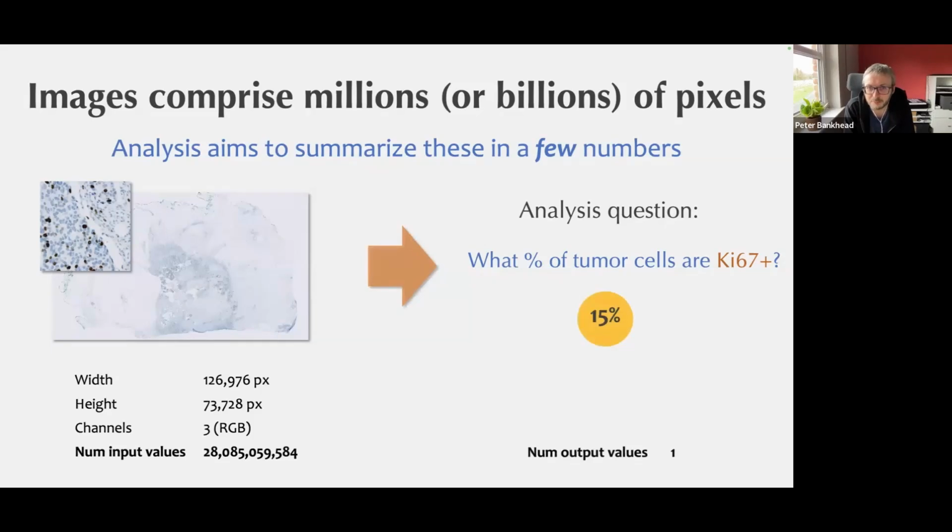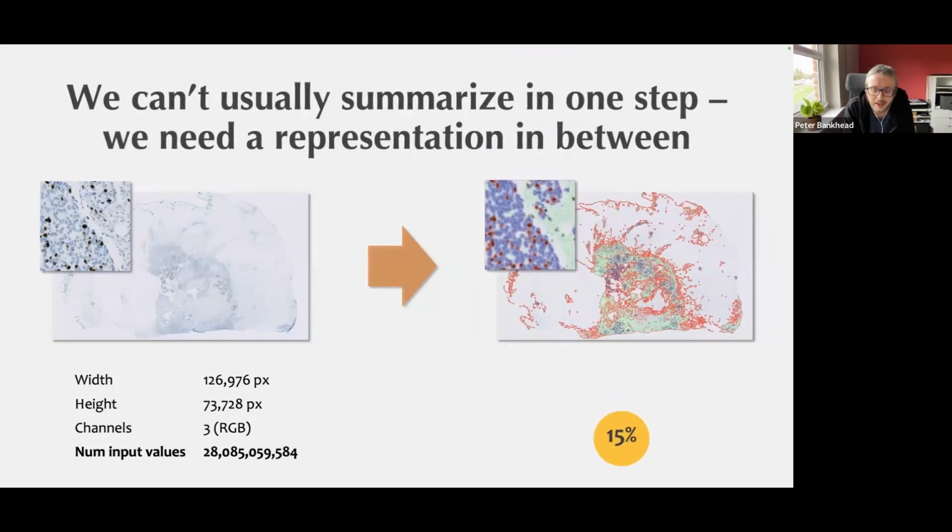So that's a pretty dramatic act of compression or summarizing. And we can't typically do that in one step. So I could look at that and give you the number, that's 15%, but that doesn't really help you. There's no reason why you should trust me, because you want some kind of intermediate representation that shows basically our working out for where that summary value came from.